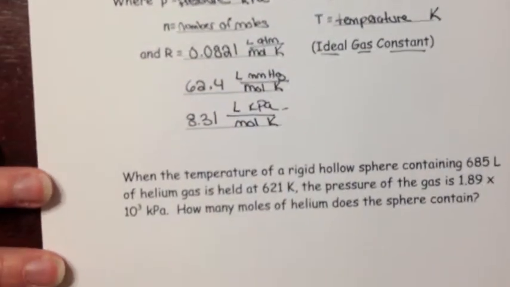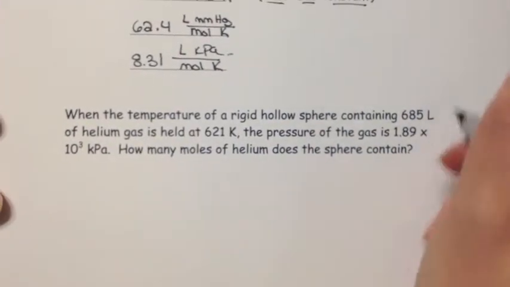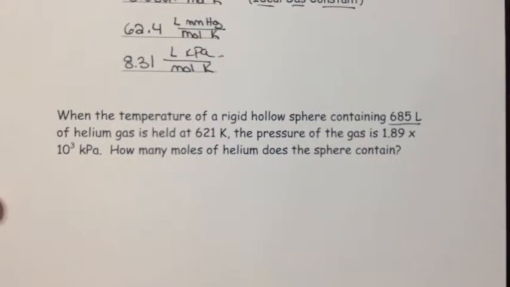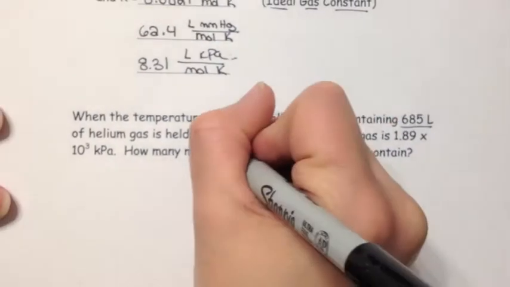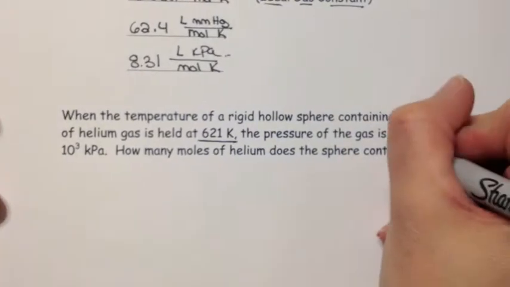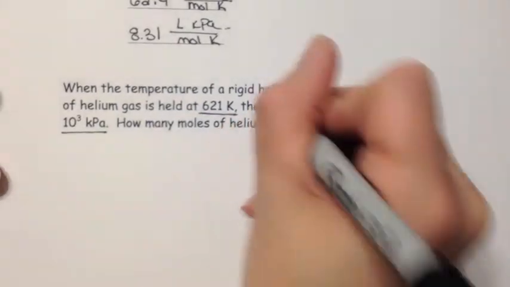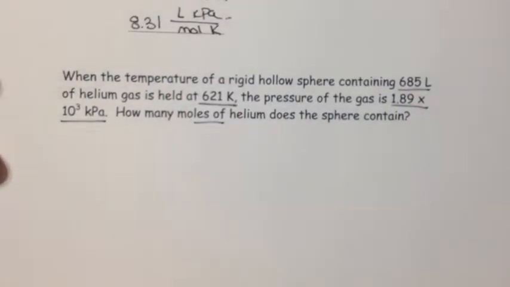Now, I have a sample problem for you. When the temperature of a rigid hollow sphere containing 685 liters of helium gas is held at 621 Kelvin, the pressure is 1.89 times 10 to the third kilopascals. How many moles of helium does the sphere contain?